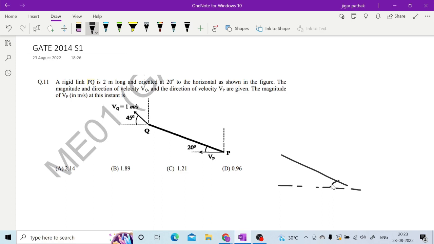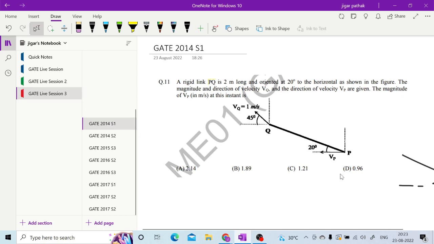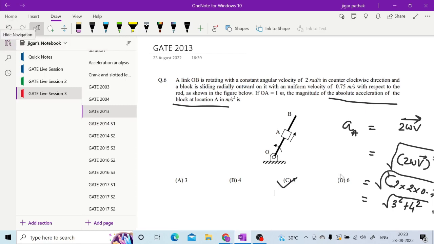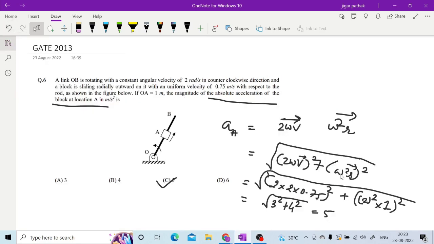Sir, in the previous slide, the answer is coming 34, sir, for the previous question. The answer was 5 for the previous question, no? Sir, 34 is coming. I have solved this one, no? This question you are talking about? Yes, sir. So you can see, no? Yes, sir. Okay.